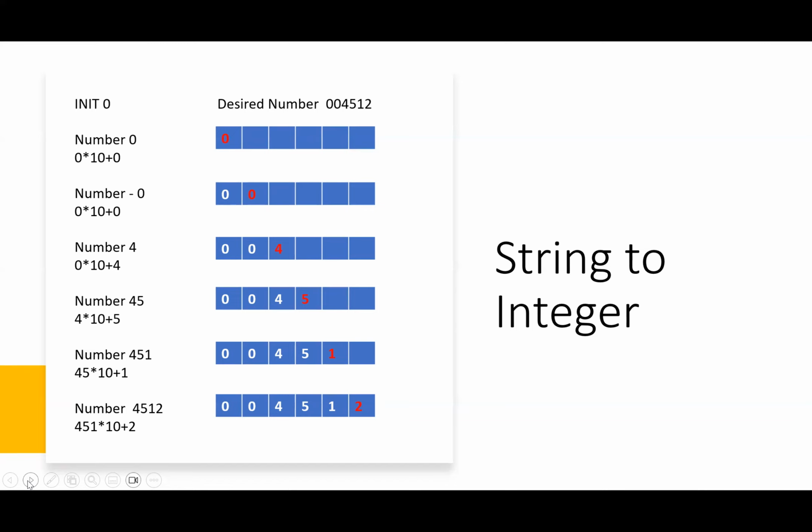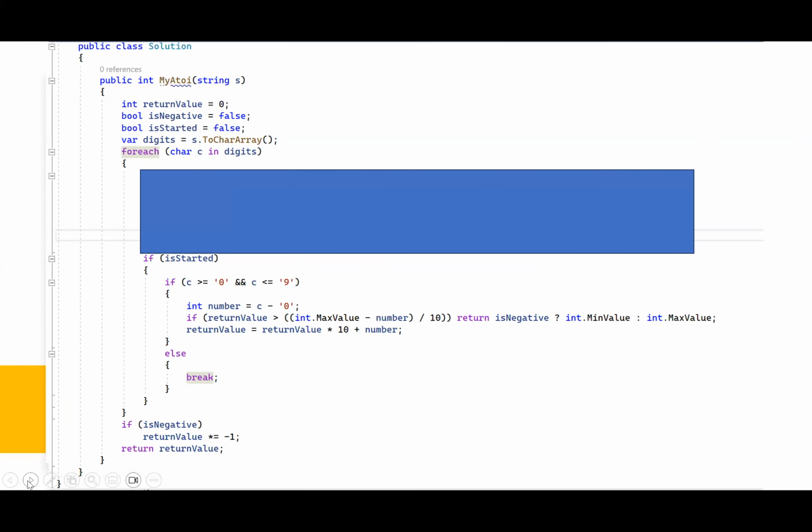So we will implement the same logic in our code to get the desired result. Let's come to the code. Here there is a solution class provided by LeetCode, and a function provided by LeetCode, myAtoi, and the input string provided is s. First of all, if there is no number, we have to return 0, so we are considering the return value as 0.